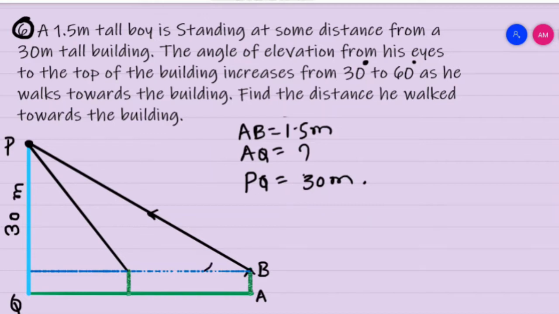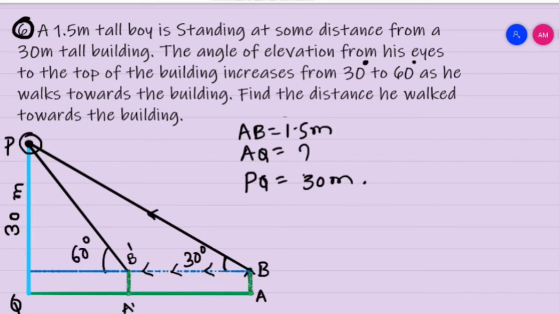Now the boy has started walking towards the building. And see this A dash, B dash. This is again the same boy who has come from this particular point, that is B point, to A dash, B dash. Now while moving, the boy is looking up to point P, and when he was at this position, the angle of elevation was 30 degree, and when he came to this position, the angle of elevation became 60 degree.